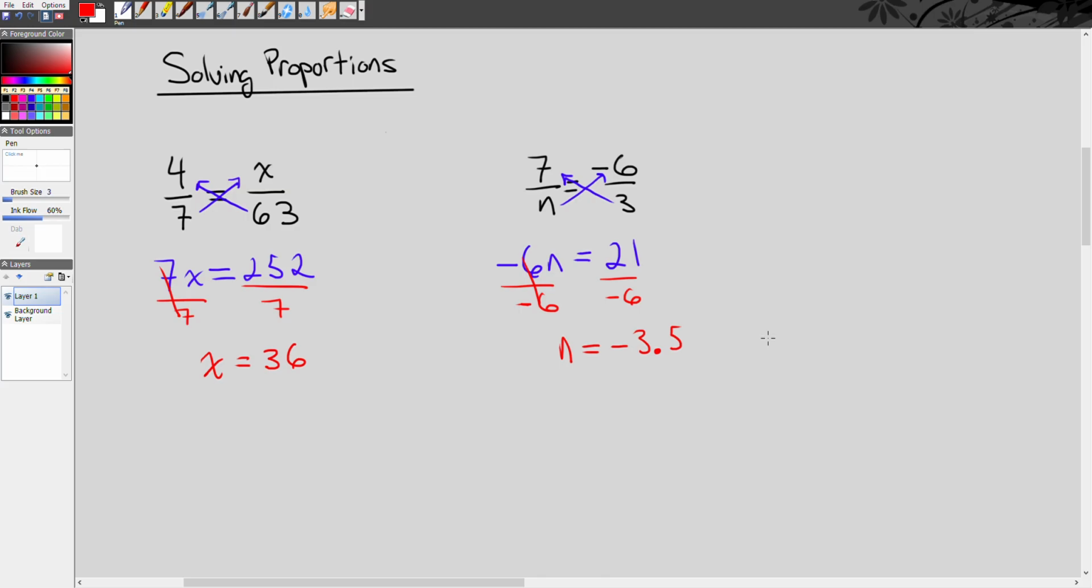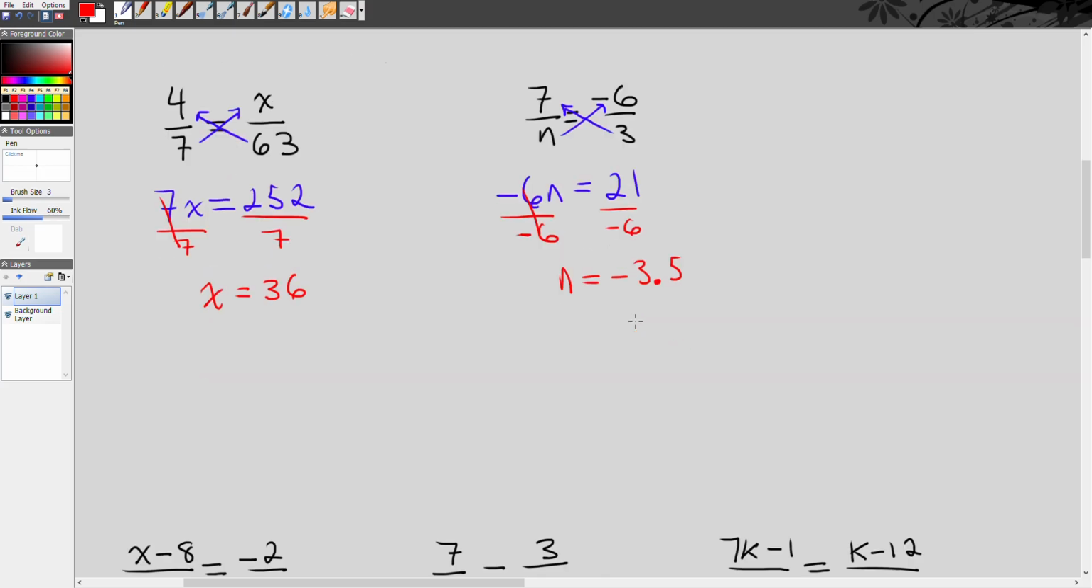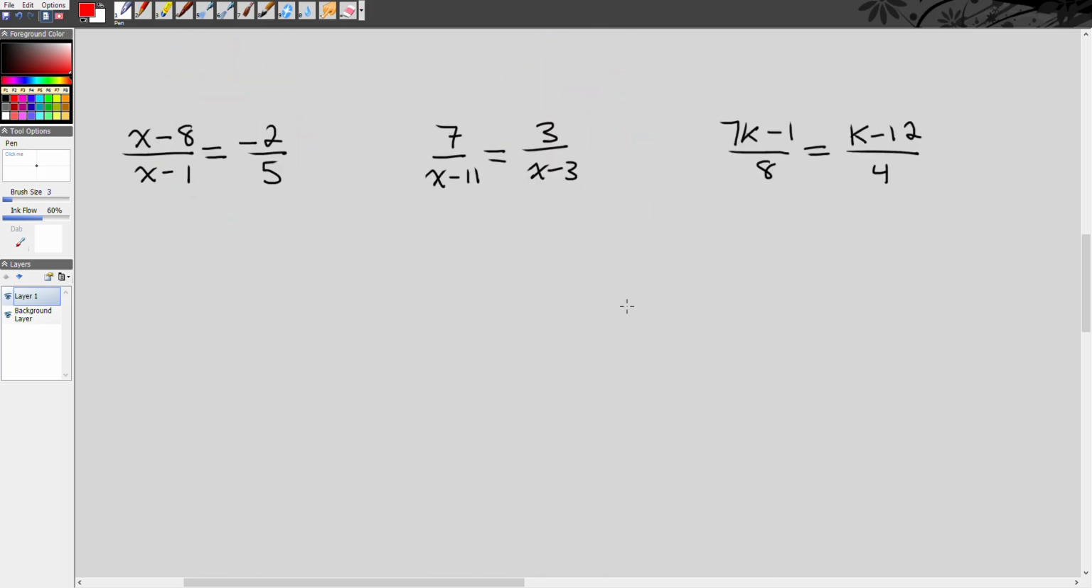Let's take a look at some more complex proportions. So here you see there's a lot more going on, and here you have to think distributive property. Let's take a look at this first one here. We have x minus 8 over x minus 1 equals negative 2 over 5. And we're going to do the same thing. We're going to cross multiply.